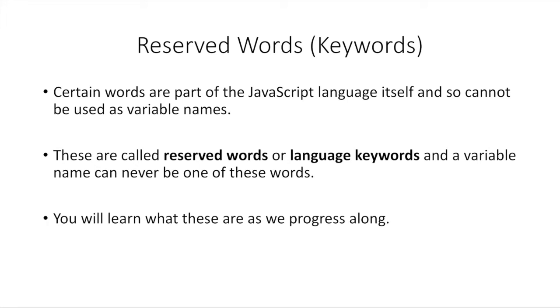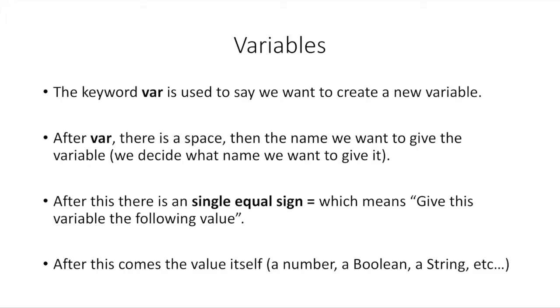Certain words are part of the language itself, like they have a meaning in the language itself, so you can't use them as variable names. They're called reserved words or language words, and you can't use them as variable names. And you'll learn what these are as we progress, so don't worry about figuring out what they are so far. We'll get there.